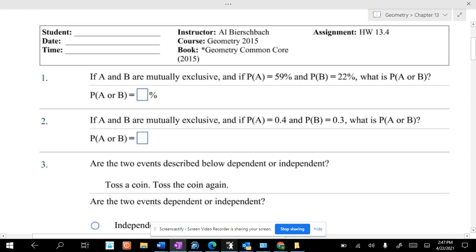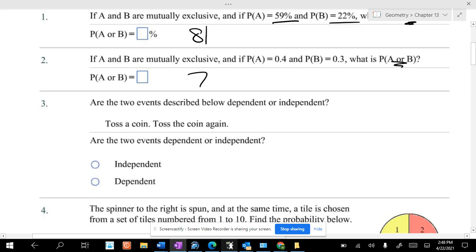But, okay, A and B are mutually exclusive. If you have mutually exclusive events, you have the word or. When you see the word or, you want to add. What's 59 plus 22? 81%. 0.4 plus 0.3 is 0.7. When you see the word or, you add.